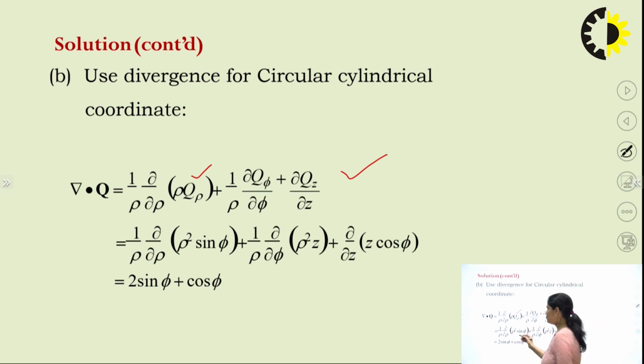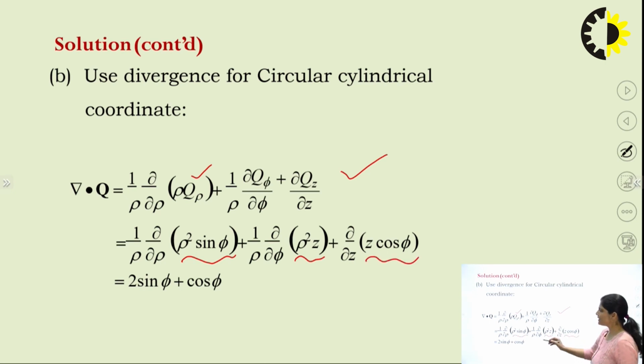Now you can see in the question that all three coordinates are present. So you can put the values here: 1 upon rho, del upon del rho. So this is for unit vector of rho, this is unit vector of phi, and this is the part of unit vector of z. So you can differentiate it with respect to rho, here you can differentiate this with respect to phi, and here we can differentiate it with respect to z. So when we differentiate it, you will get here 2 sin phi. Here when you are differentiating with respect to phi, no term of phi is here, so that is equal to 0. Now differentiate it with respect to z, so you will get here cos phi. So this is your answer for the second one.